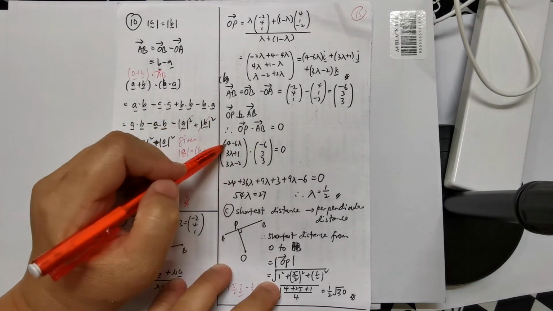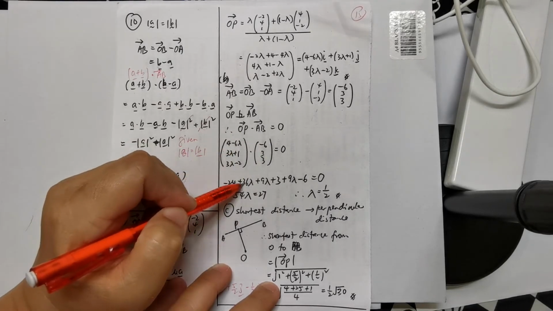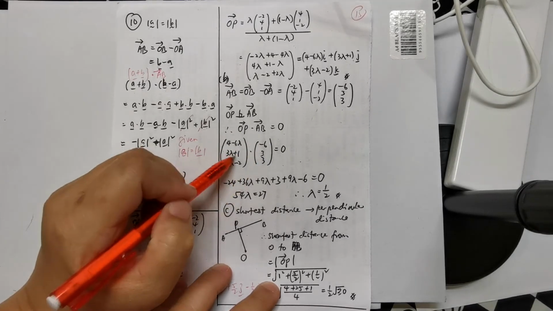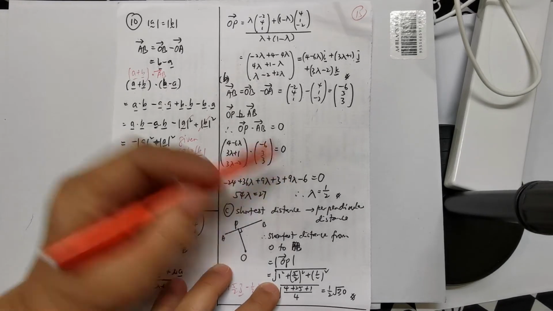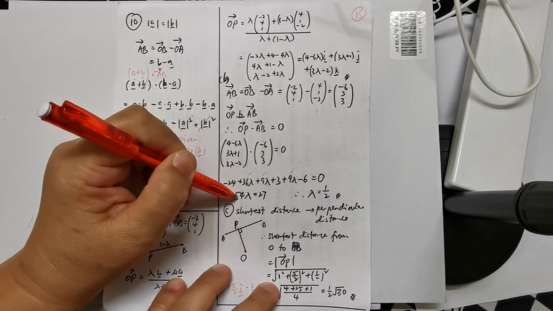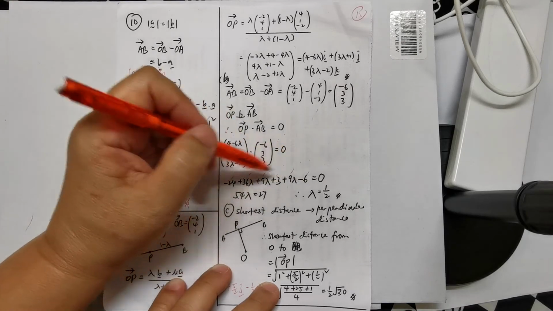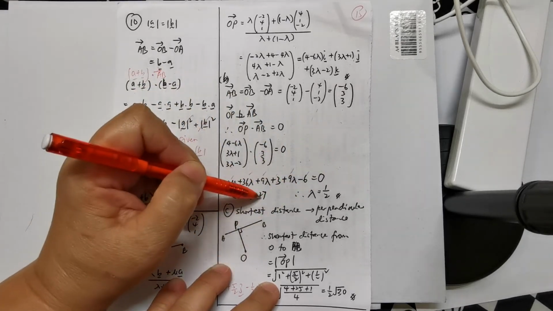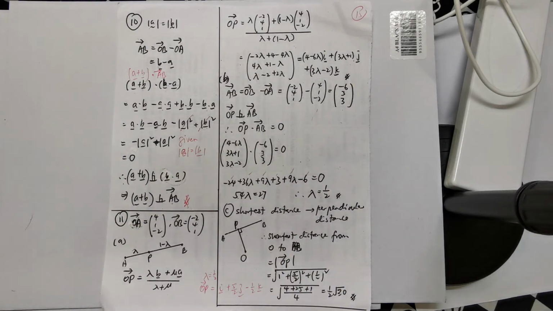So negative 6 times 4, negative 24. Positive 36 lambda. Okay? So this one also the same. 9 lambda plus 3. This one 9 lambda minus 6. Okay? So altogether you have 54 lambda. This one negative 26, negative 27. Shift it to the right. So become like this. Therefore your lambda equals half. So if OP is perpendicular to AB, lambda will be equal to half.